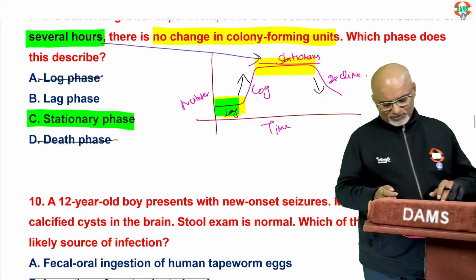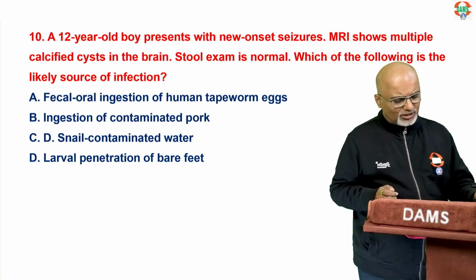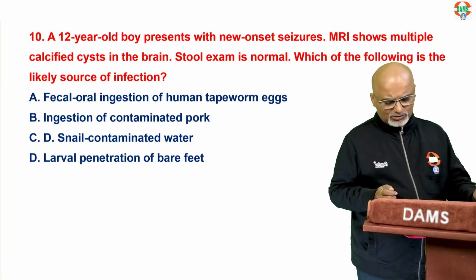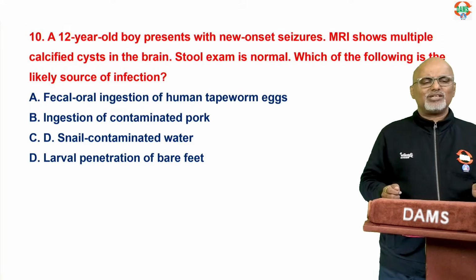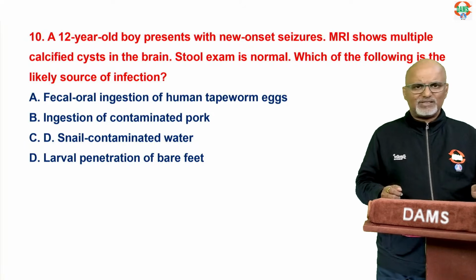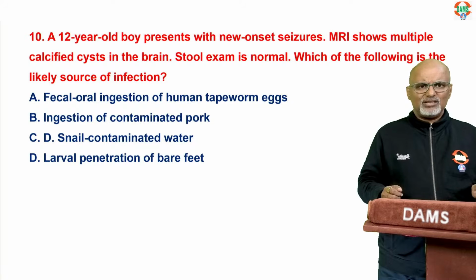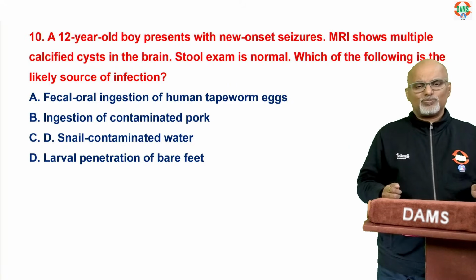Good. Next is a 12-year-old boy presents with new onset of seizures. MRI shows multiple calcified cysts in the brain. Multiple calcified cysts in the brain, you can think of first neurocysticercosis. That's the first differential diagnosis. Apart from that, you can think of brain abscess, toxoplasmosis, even tuberculosis, anything you can think.